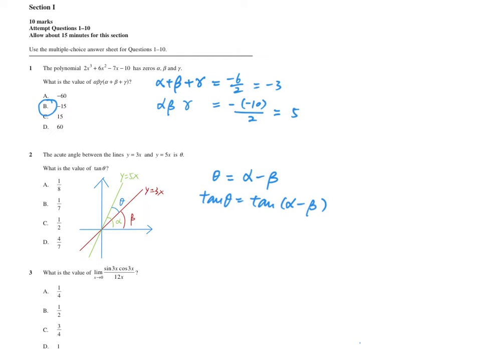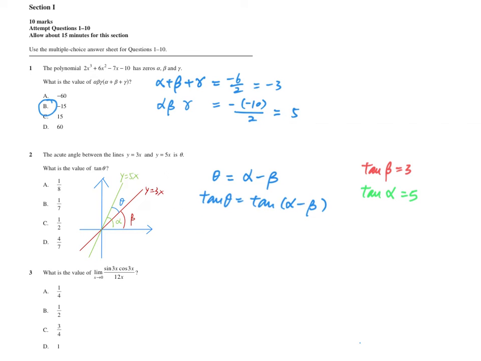But what does it mean by a straight line with gradient equal to 3? This 3 means tangent beta equals 3. This is the definition of gradient, right? And then we also know that tangent alpha should be equal to 5. So now we come back to tangent theta.